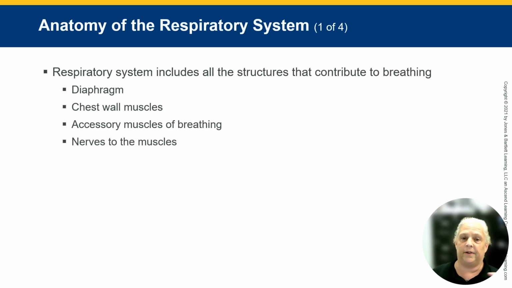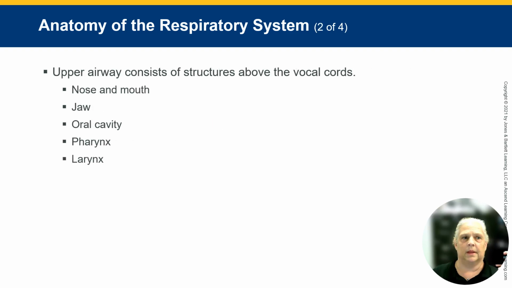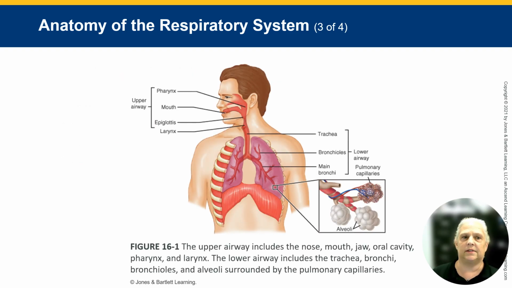We're going to go over a brief overview of the respiratory system. Some of the structures involved are going to be the diaphragm, your chest wall muscles, the accessory muscles of breathing, nerves to the muscles. You've got your upper airway, which consists of structures above your vocal cords or your larynx. That's going to be your nose and mouth, your jaw, oral cavity, your pharynx, and your larynx. Your lower system is going to be your trachea, your bronchi, your alveoli.